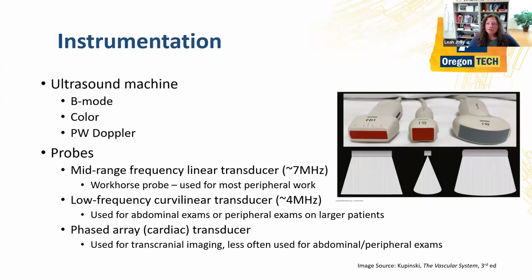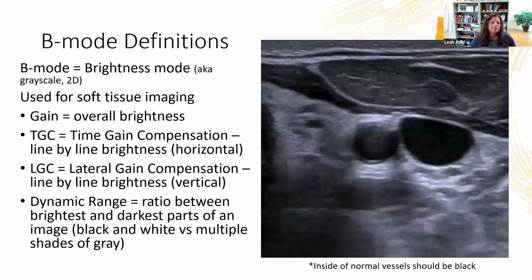The low frequency curvilinear transducer on the right of this image would be used for more abdominal exams, or if you have maybe a larger patient that you need to scan through thick legs, thick calves, or even get really distal on the carotid artery, that curvilinear transducer is helpful for that. This phased array transducer in the middle is typically used for cardiac imaging. We can use it in vascular, particularly for transcranial imaging, so looking at the brain and the circle of Willis. It can also be used for abdominal and peripheral exams, but it's not used as often just because it has such a small footprint. Usually we're going to go with one of the other probes.